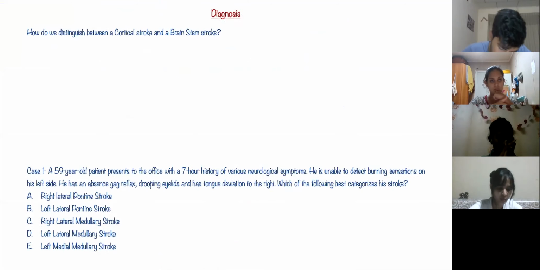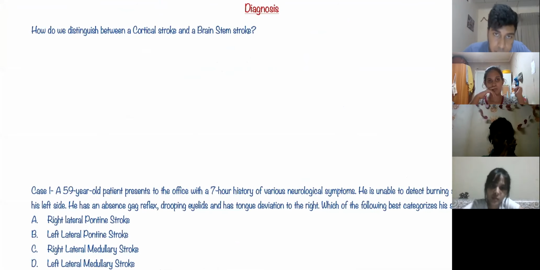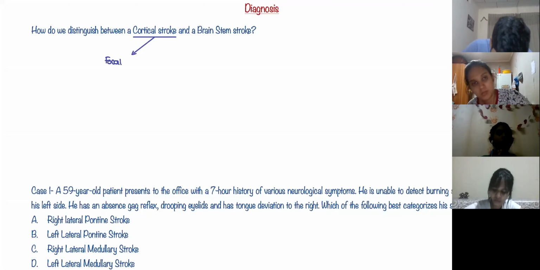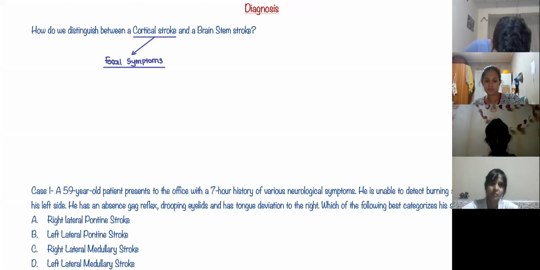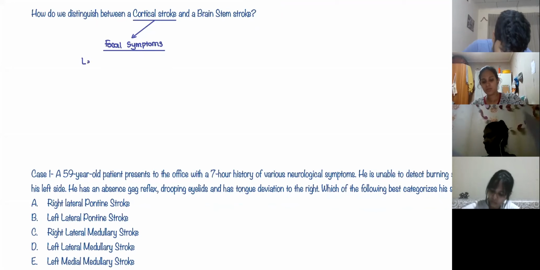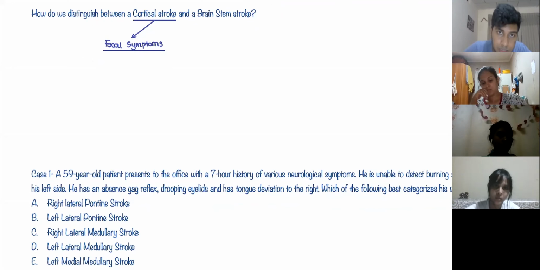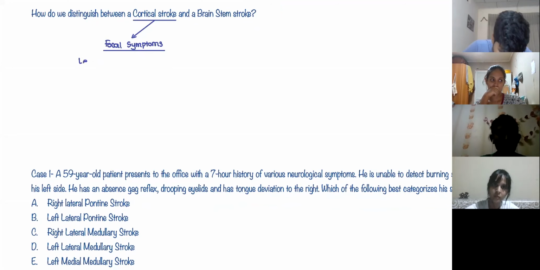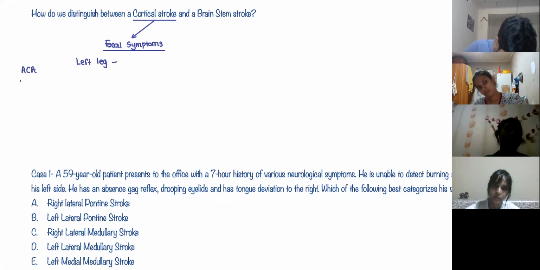Not even 10 minutes. Now, how do you distinguish between a cortical stroke and a brainstem stroke? These strokes have focal symptoms. So what does that mean? Can someone tell me? We are talking about the arteries that supply the cortex. If that is damaged, can someone tell me? We have 3 options.